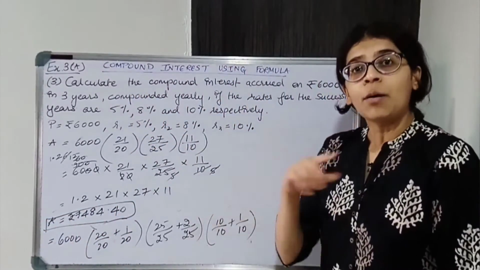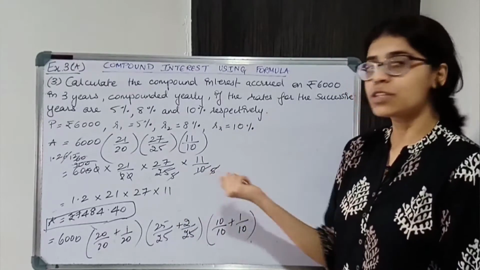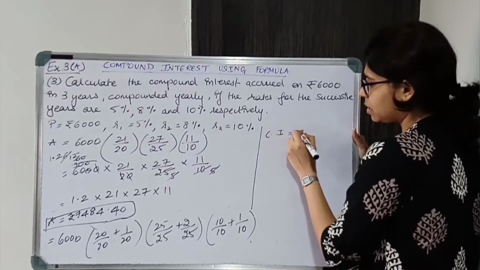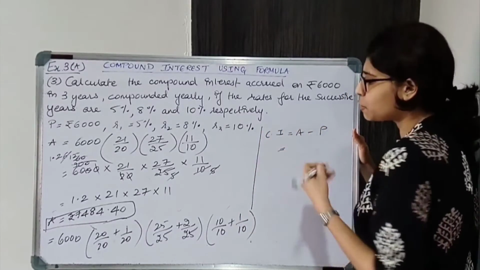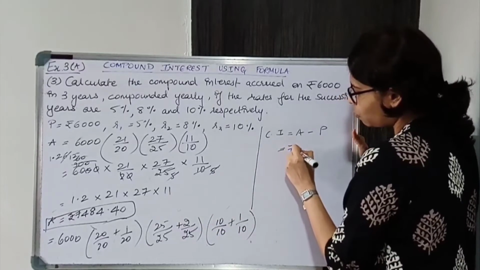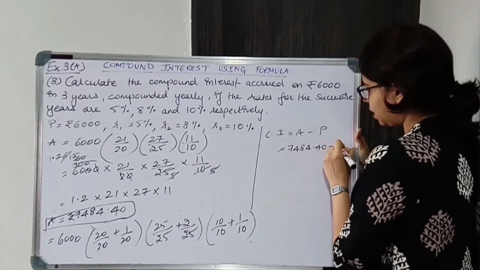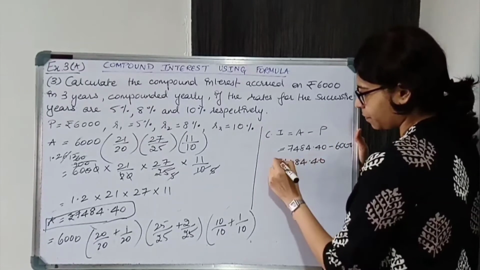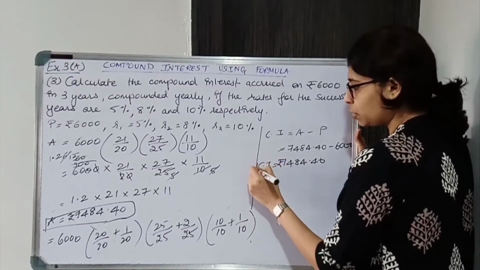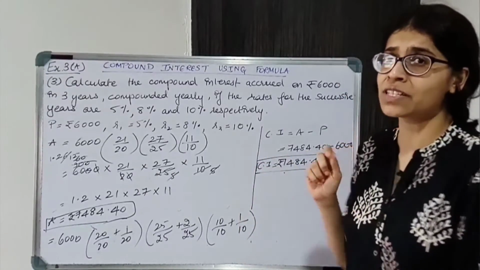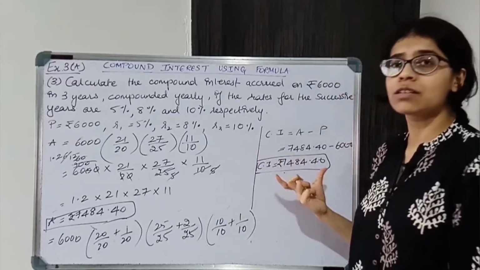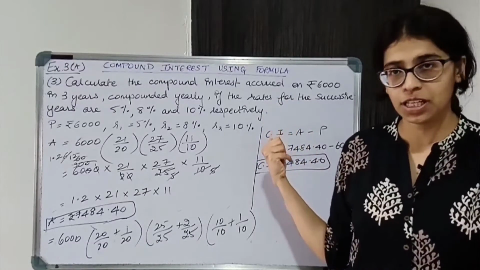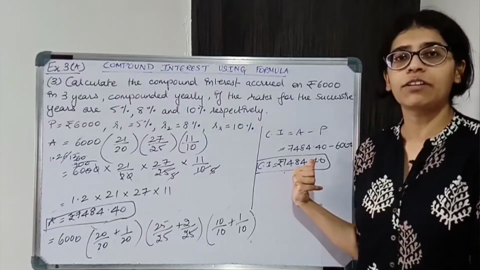We need to find compound interest, okay. So compound interest is what? It is amount minus the principal. Substitute the values. So it is 7484.40 minus 6000. So it is 1484.40 rupees. Don't forget to put the rupee symbol, okay. It's very very important. Box the answer, write down the final statement. The compound interest obtained after 3 years is rupees 1484.40.